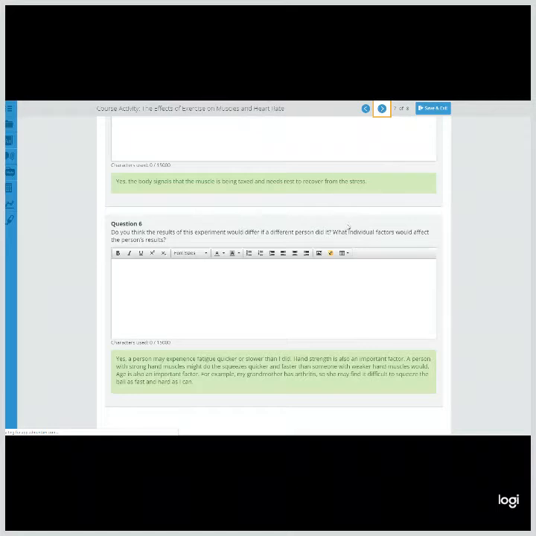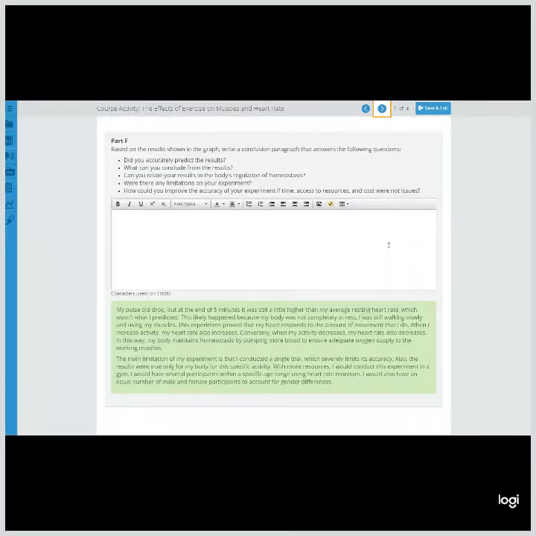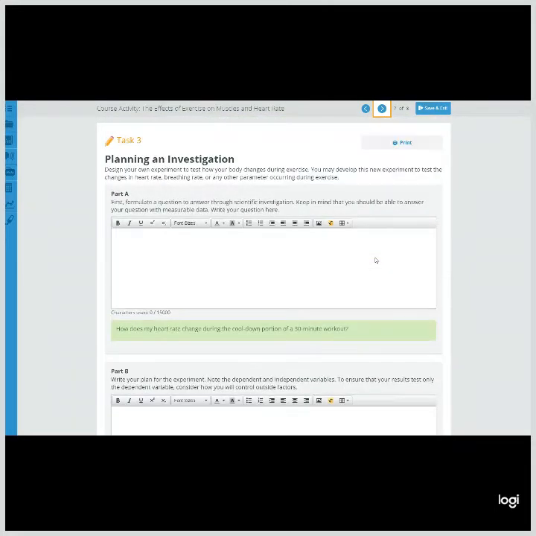The third part of this activity is where you're going to create your own experiment based on the results in the, excuse me, let me go back all the way up. So you're going to design your own experiment to test how your body changes during exercise. You kind of did this the first time, so you can use it similarly and just write it down. Right here, we're trying to see how you can create your own experiment and how you understand the scientific method. So you're going to formulate a question, and keep in mind you should be able to answer the question and measure it. Write your question here.